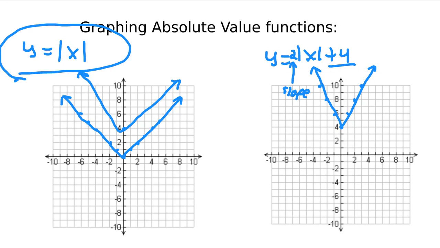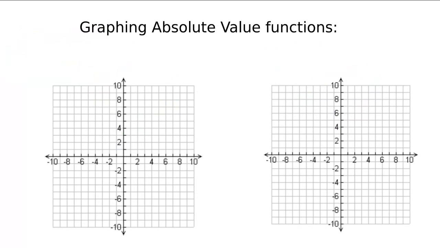Okay, so let me get rid of this. I want to put one more example up there for you guys. Let me change color here. What if I asked you to graph y is equal to the absolute value of x minus 2, plus 5? Okay, what is that going to look like? How is it going to be shifted? It's going to right 2 places, up 5. And the graph is still going to look like a V, isn't it? What is the slope going to be on that graph?